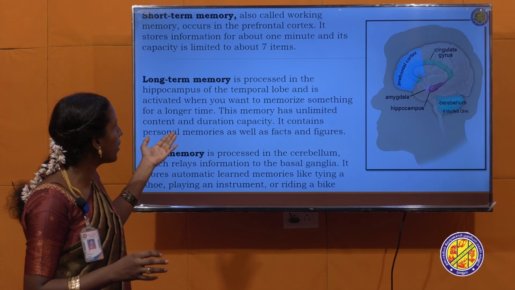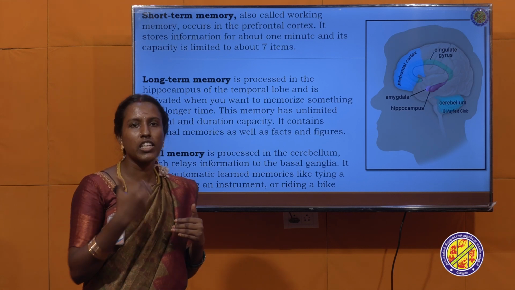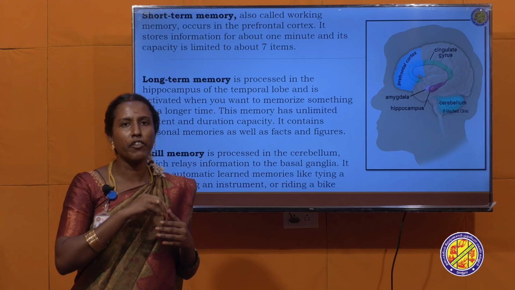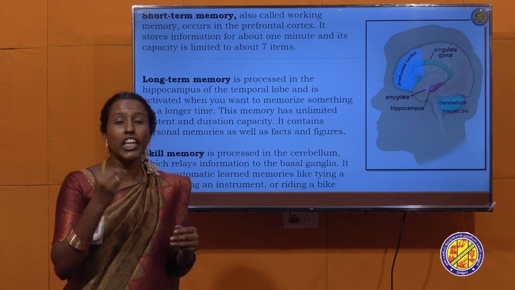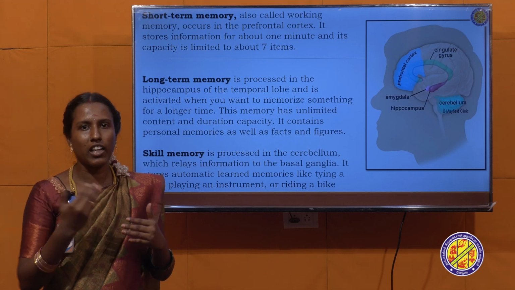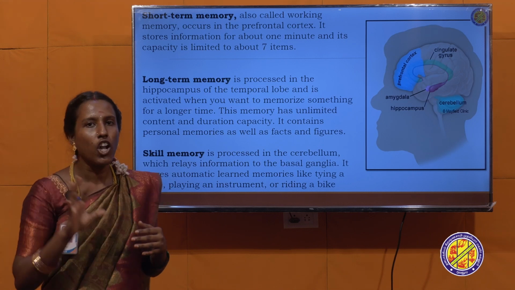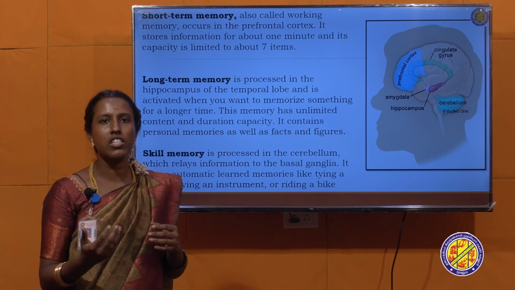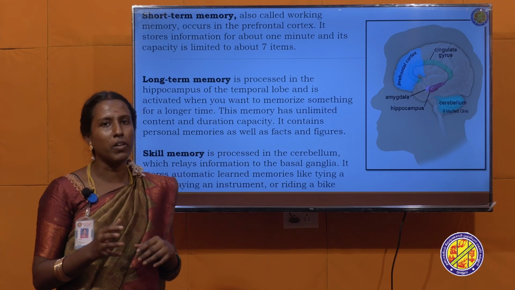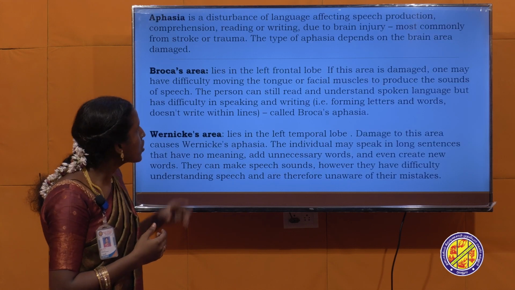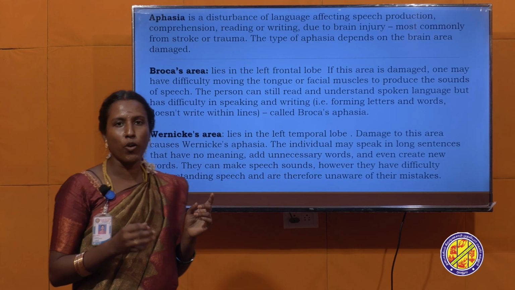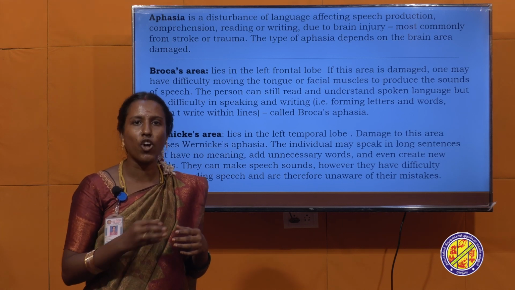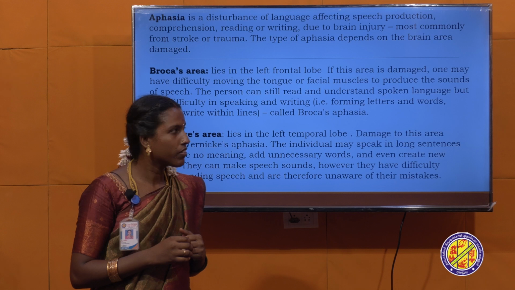Okay, next is long term memory. When we continuously process short term memory, it goes to long term memory. It will be stored in our memory for a long time. Whenever we think about the topic, it will come back again and again because it is stored in long term memory. The last one is skill memory. Skill memory means we are learning a lot of skills, and all of that is stored in skill memory. Okay, if our brain is affected, these are the diseases or disorders that will affect us. Okay, thank you.